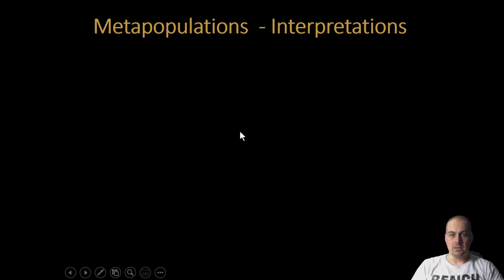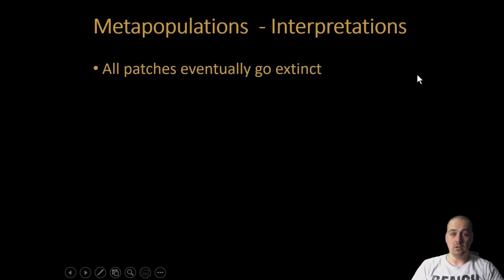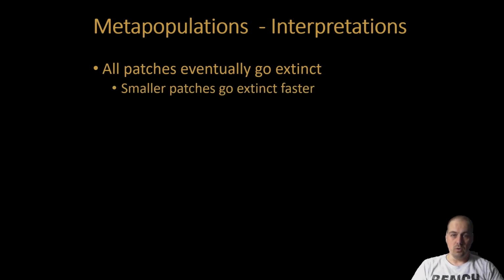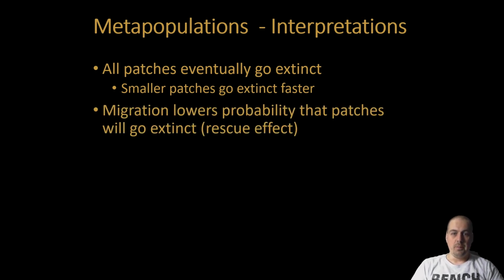So for the last slide, I'm going to go through some assumptions or interpretations of metapopulations. The first thing is that all patches will eventually go extinct, and there are a number of reasons for this. The food runs out, there are catastrophic events, inbreeding depression, etc. Smaller patches will go extinct faster, since they have fewer individuals. Migration will lower the probability that patches go extinct. This is known as the rescue effect.